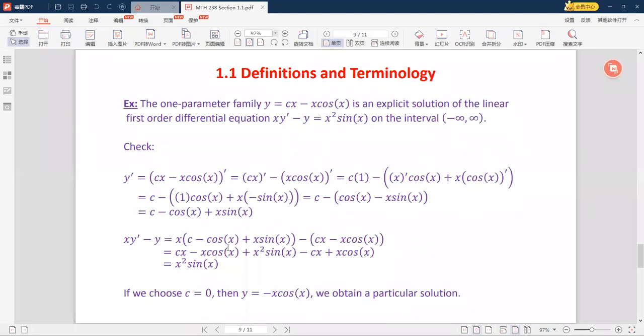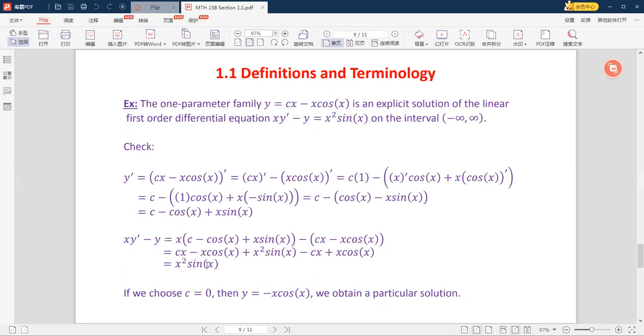Remember, x times x squared, and we always put the constant in front. And in the second term, we have a negative sign to distribute. So that becomes negative cx plus x cosine x. Now you can see cx and negative cx cancel. Negative x cosine x and the positive x cosine x cancel. So what is left is just x squared sine x. And if you compare this result with the right-hand side of the equation, they are exactly the same.